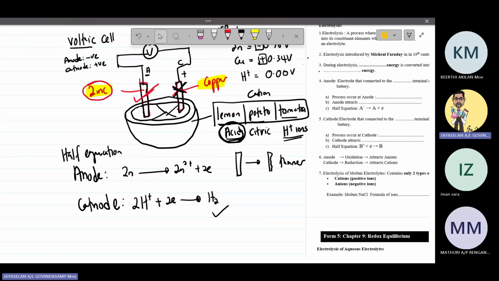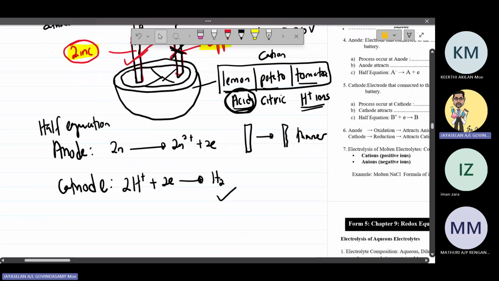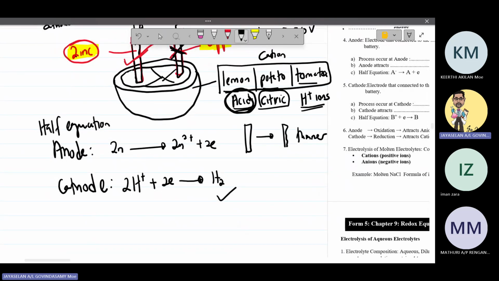Where do you make the mistake? The cathode. At the cathode, what do you choose? I know I have to choose the lemon, potato, or tomatoes, but I'm not sure how to write the half equation. Remember, lemon, potato, tomato contain citric acid. And you already know at the cathode, you choose the cation, right? In citric acid, what is the cation?